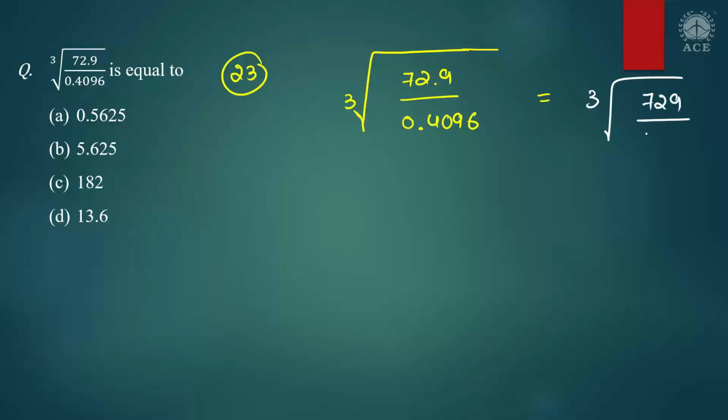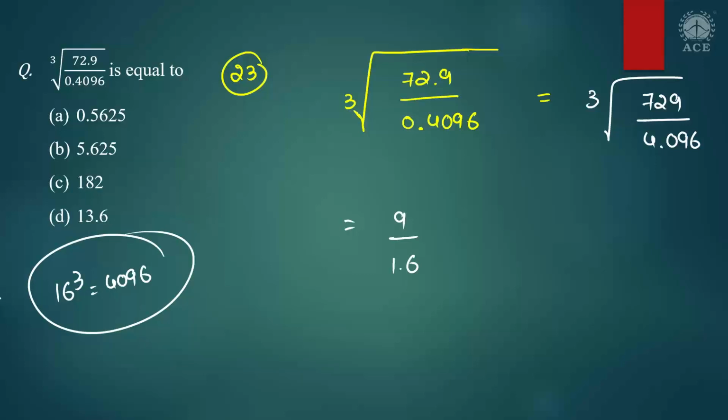It's 729 by 4.096. Cube root of 729 is 9. Cube root of 4.096 is 1.6. 16 cube is 4096. Okay, it's like 90 divided by 16, or 45 divided by 8, which is 5.625, right? Option B, 5.625. Clear? Very good. Cube root.